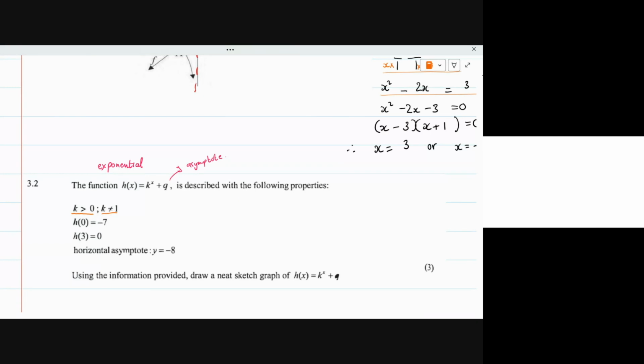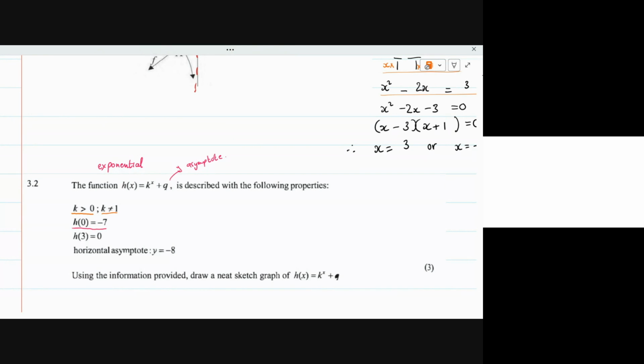That's perfect. So we know that k is a positive number. How does that help us? We know that if k is a positive number, my exponential graph needs to increase. Then let's go to this next part, because this is the most important part I want us to remember. It says here, h of 0 is equal to -7.